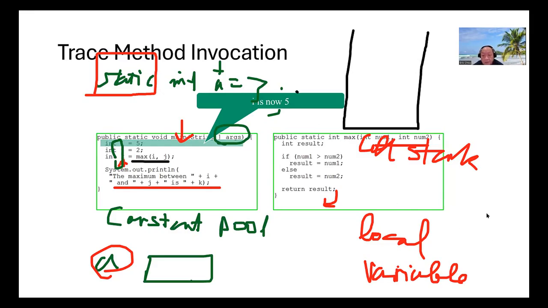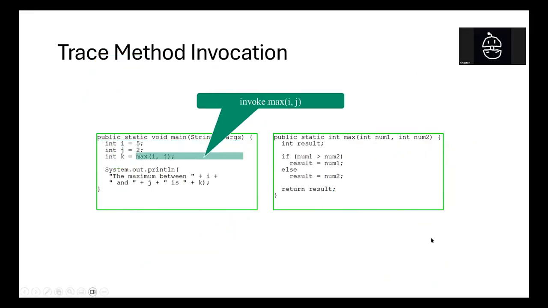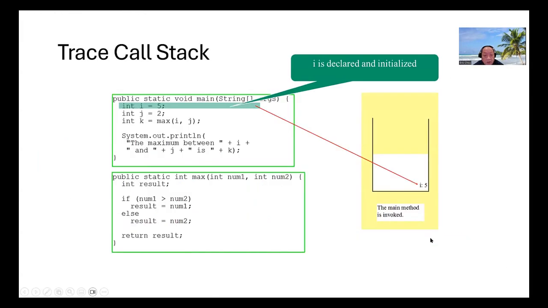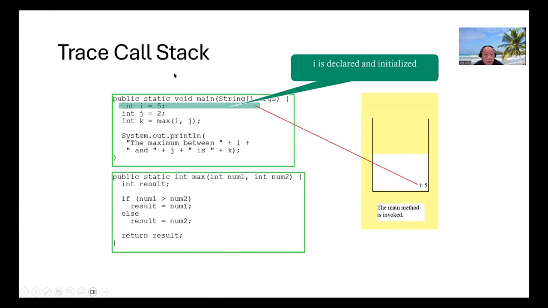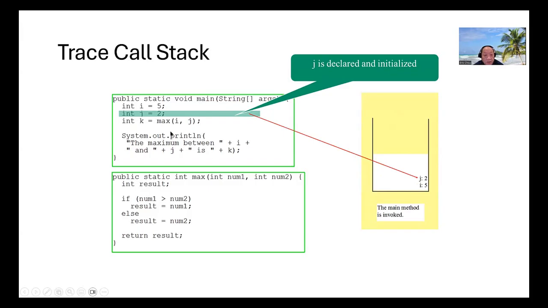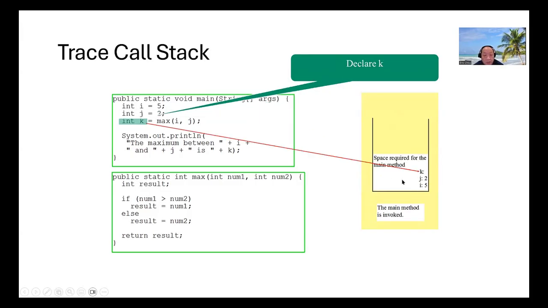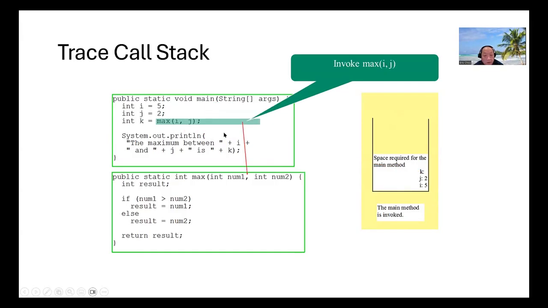Is that okay so far? Yeah. This is a very important idea of the activation frame, okay? Let's look at it. So here you declare i equals 5, you put the variable i equals 5 in the stack. Then you declare j equals 2, you put the j in the stack. Then you declare the k variable but no value there, space required for the main function.